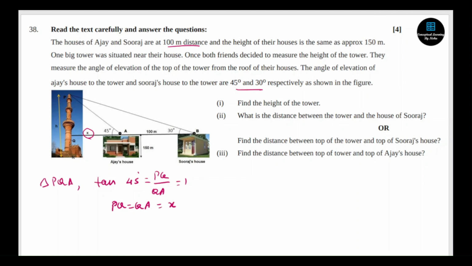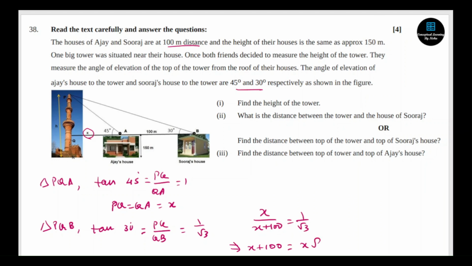Alright, now if I take the other triangle, PQB, right? Triangle PQB. Then I have to take tan 30 degree, which is nothing but PQ upon QB. Now this is 1 upon root 3. And now if I substitute this value, see, this is X plus 100, right? PQ is what? QB is what? X plus 100. So X upon X plus 100 equals 1 upon root 3. And then when I simplify this, I'll get X plus 100 equals X root 3.